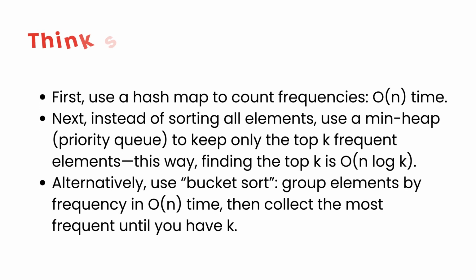First, use a hash map to count frequencies in O(n) time. Next, instead of sorting all elements, use a min heap priority queue to keep only the top k frequent elements. This way, finding the top k is O(n log k). Alternatively, use bucket sort: group elements by frequency in O(n) time, then collect the most frequent until you have k.